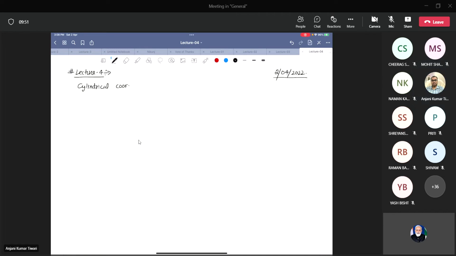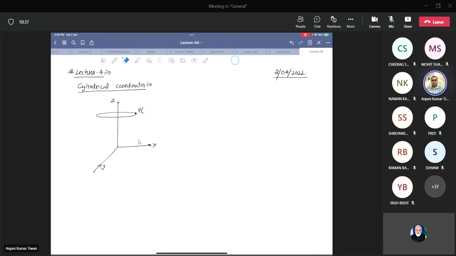So today we are going to look into the cylindrical coordinates. So what is a cylindrical coordinate? Suppose I have the same x-axis, y-axis, z-axis, and suppose there is a point P that we want to represent. We can identify this point P by rho, phi, and z. So now what is rho, what is phi, what is z?